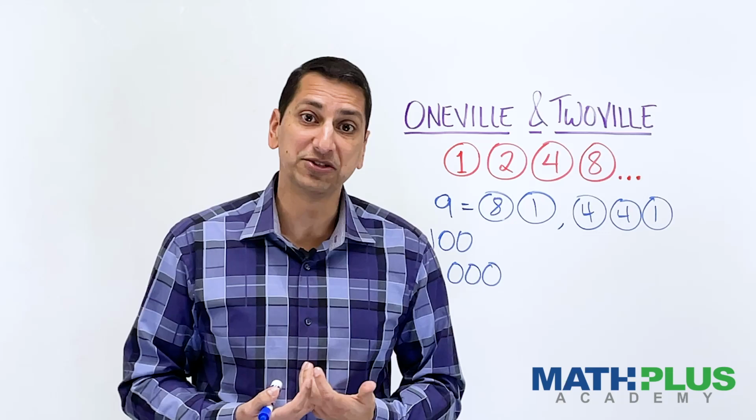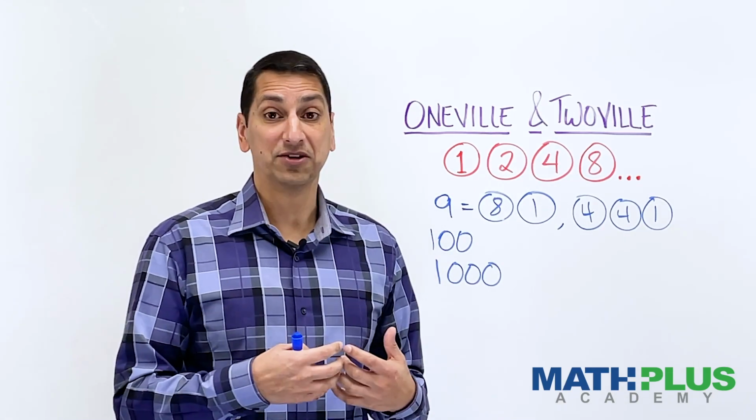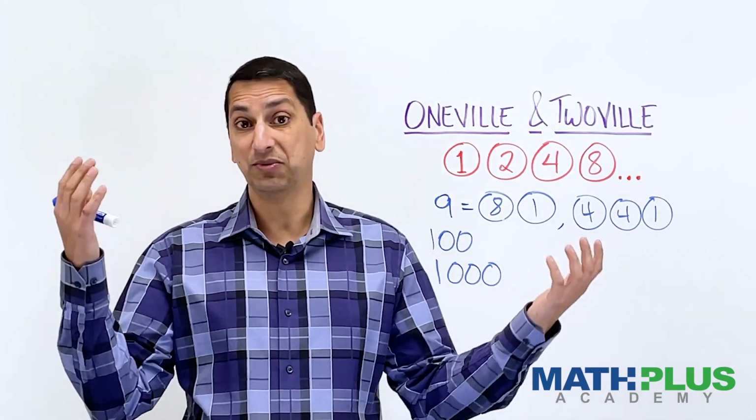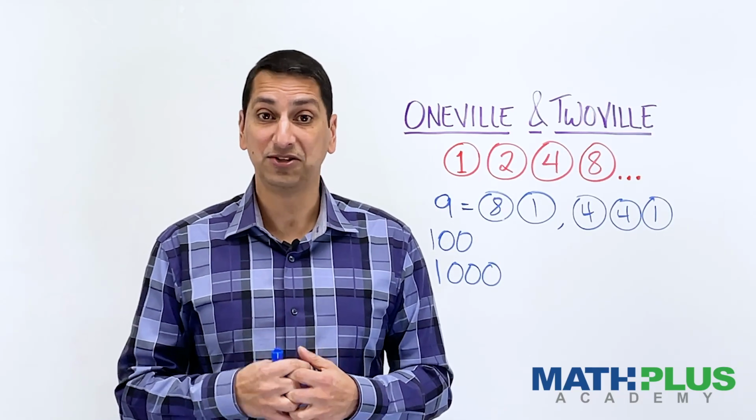And then what patterns do you notice? Are there some numbers where you can only do it one way? Are there some numbers where you can do it a whole bunch of ways? Is it limited to no more than 2 ways? I don't know. Explore what's going on in Twoville.